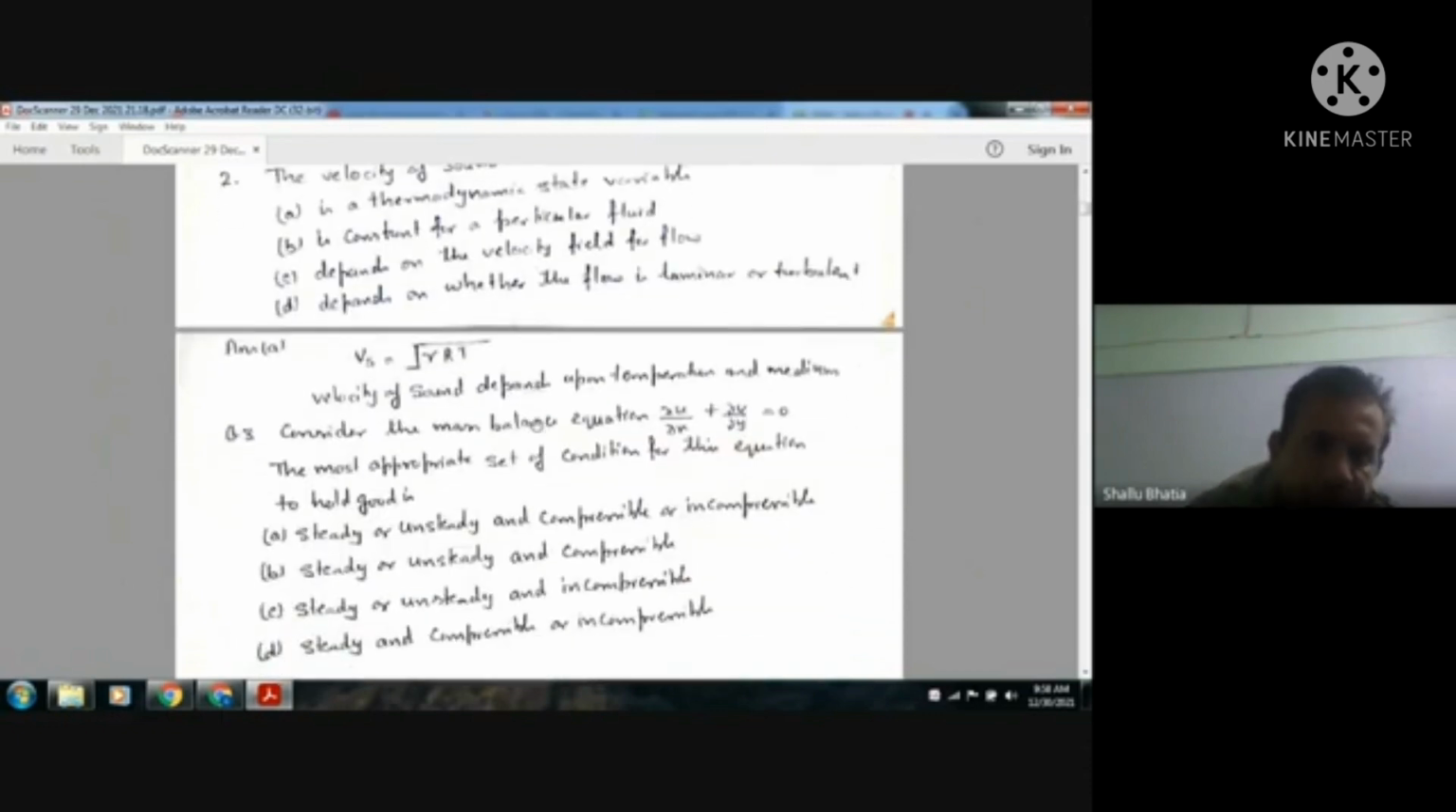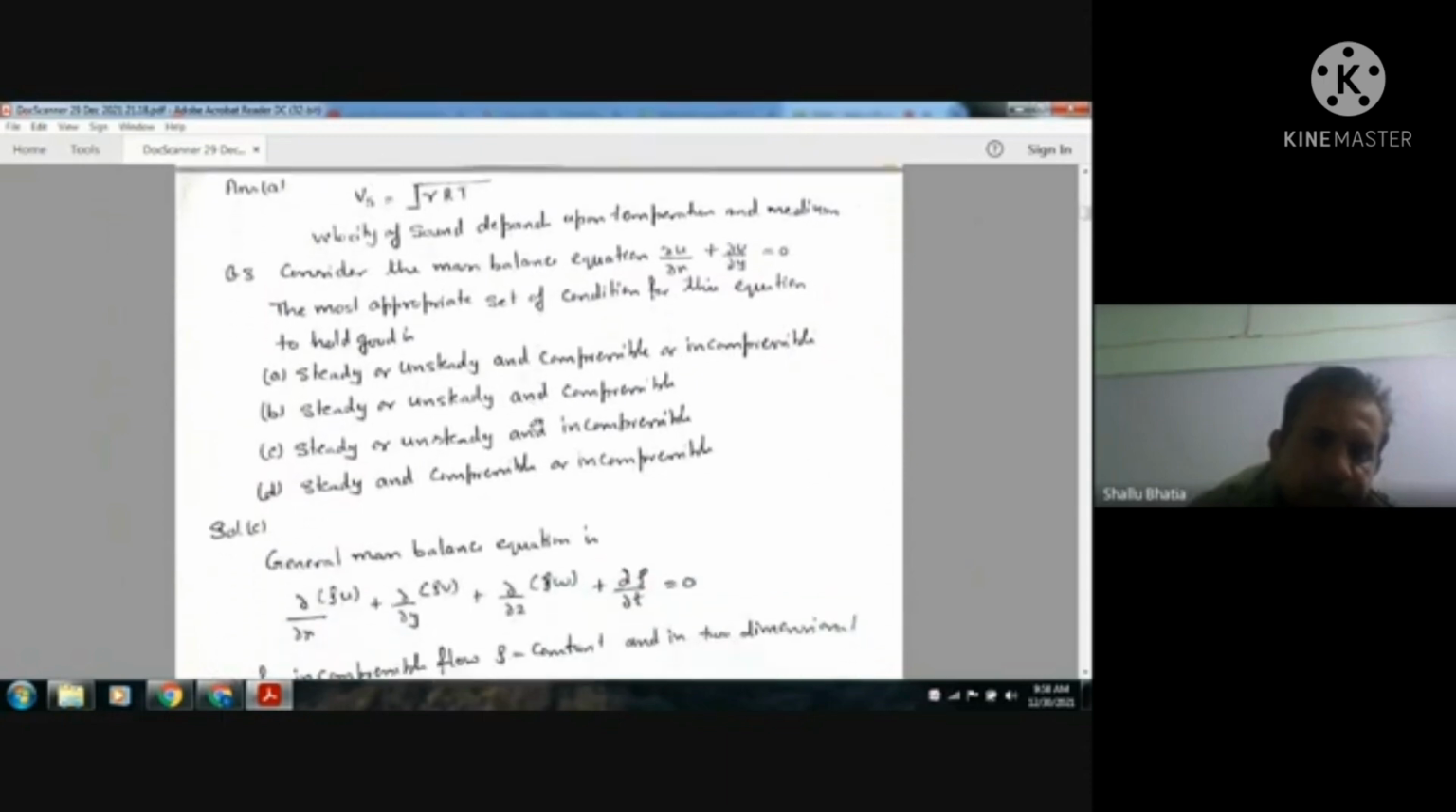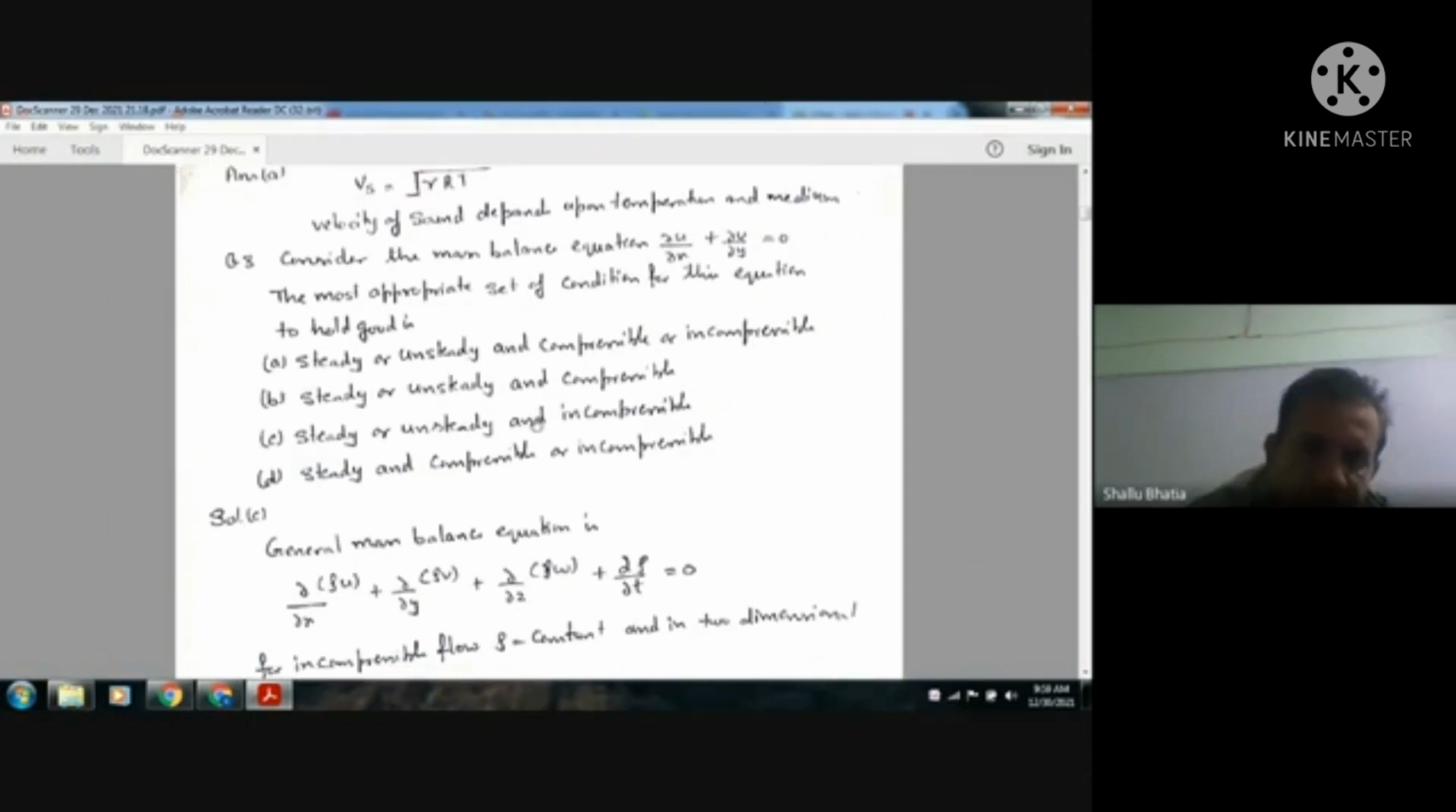Next, consider the mass balance equation: curly u by curly x plus curly v by curly y is equal to 0. The most appropriate set of conditions for this equation to hold good is: A, steady or unsteady and compressible or incompressible; B, steady or unsteady and compressible; C, steady or unsteady and incompressible; D, steady and compressible or incompressible.